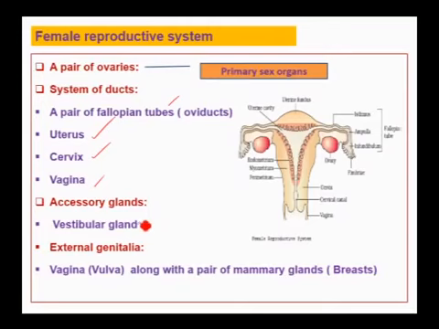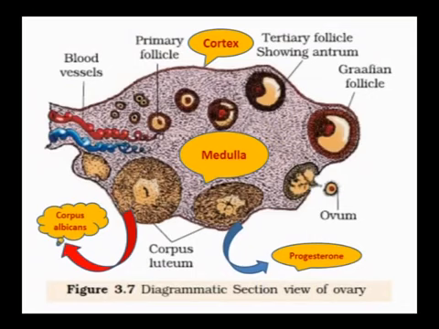Accessory glands are associated with the vestibule. They are vestibular glands. External genitalia of the female reproductive system includes the vagina along with a pair of mammary glands, also called breasts.